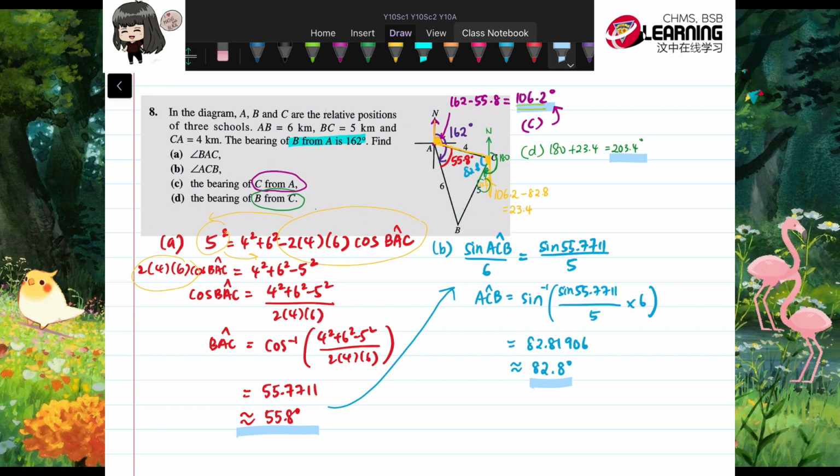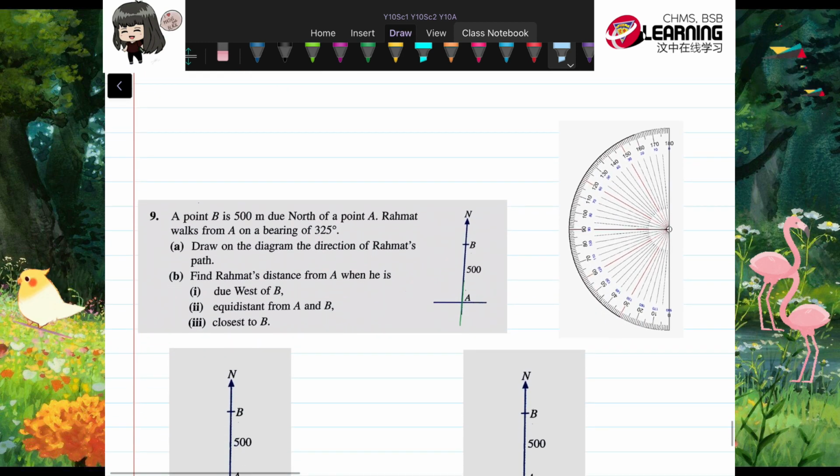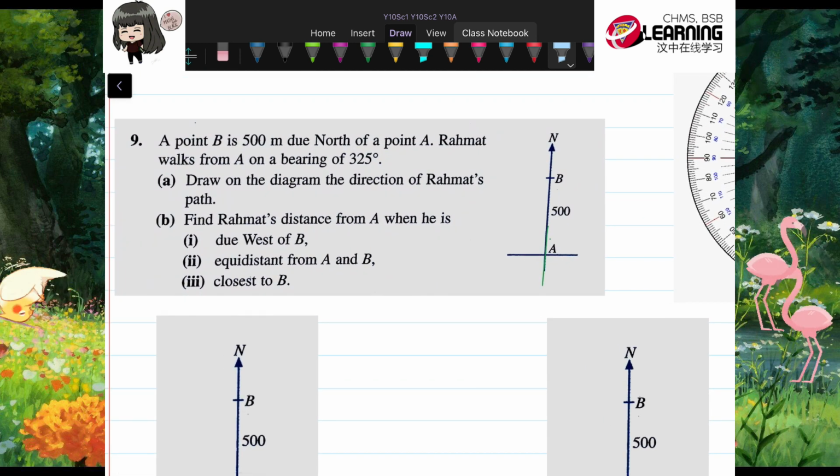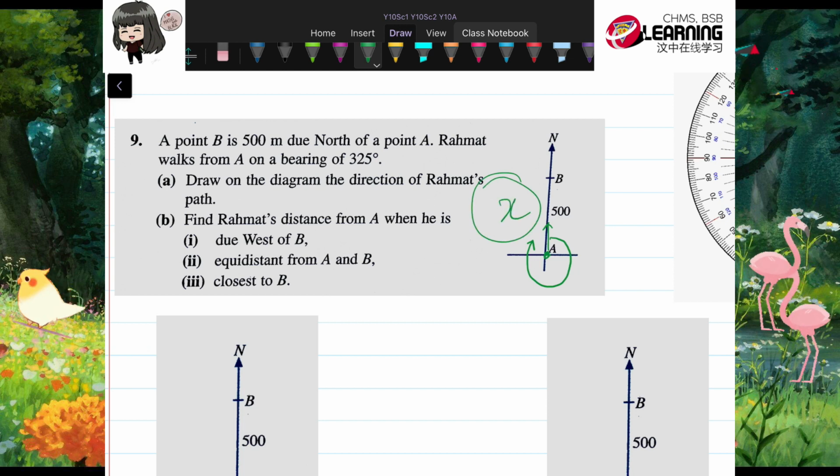Okay, so let's go to question number 9. A point B is 500 meters due north of a point A. It's on the diagram already. And Rama walks from the point A on a bearing of 325. We know that it's more than 270 degrees, so bearing must be from north and all the way clockwise. 325 is somewhere in this area here. Draw on the diagram the direction of Rama's path.